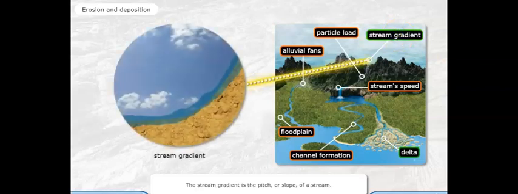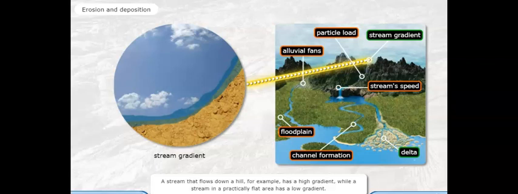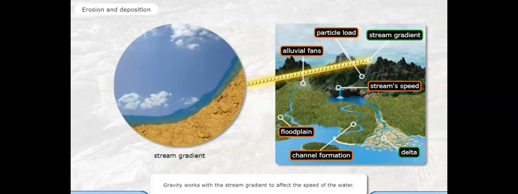The stream gradient is the pitch, or slope, of a stream. A stream that flows down a hill, for example, has a high gradient, while a stream in a practically flat area has a low gradient. Gravity works with the stream gradient to affect the speed of the water. Streams with higher gradients flow faster.